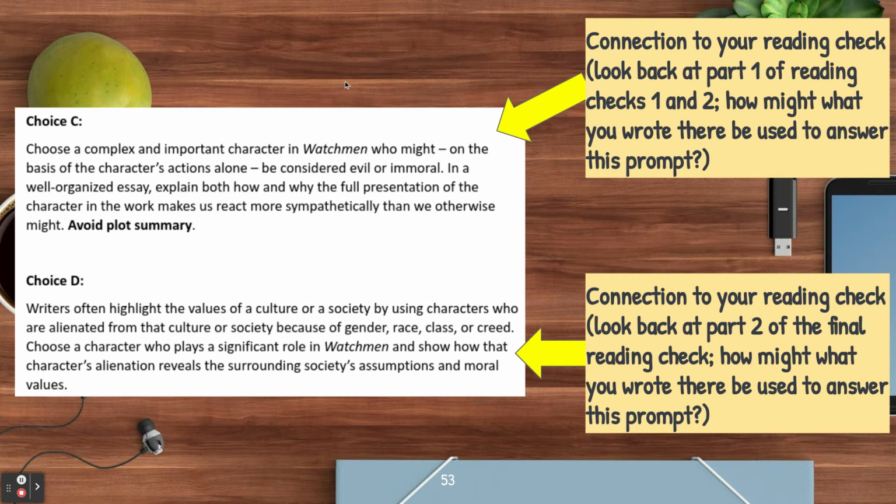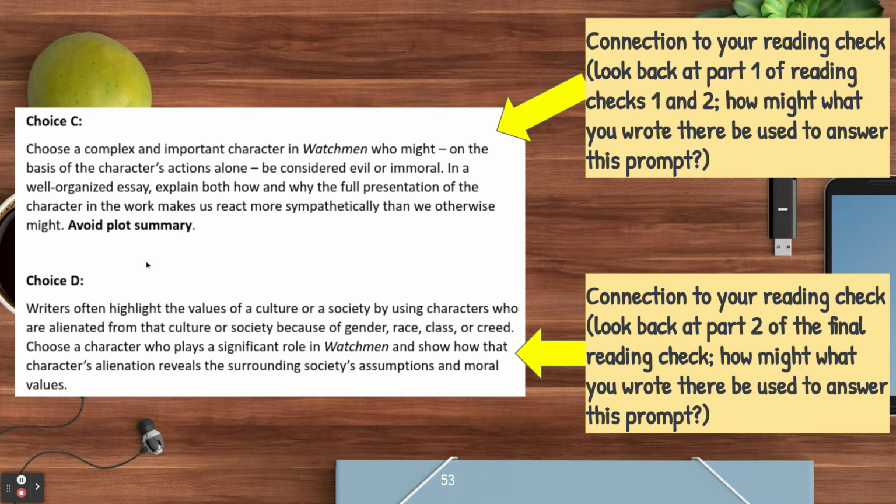Choice C says, choose a complex and important character in Watchmen who might, on the basis of the character's actions alone, so not what they think, but just what they do, be considered evil or immoral. In a well-organized essay, explain both how and why, 2 things, the full representation or presentation of the character in the work makes us react more sympathetically than we otherwise might.